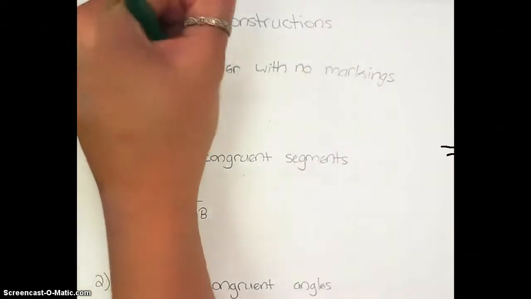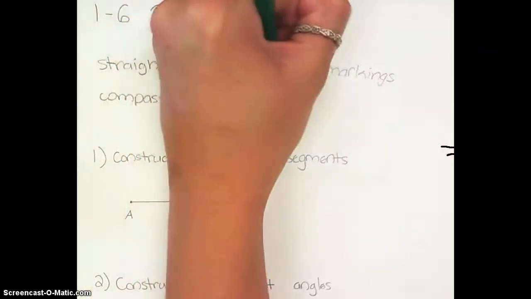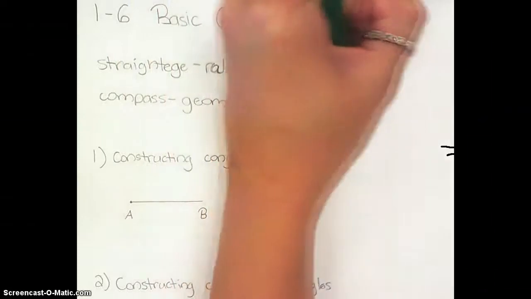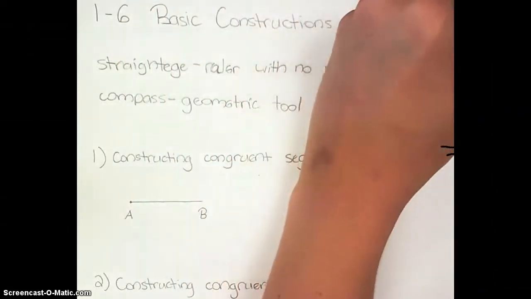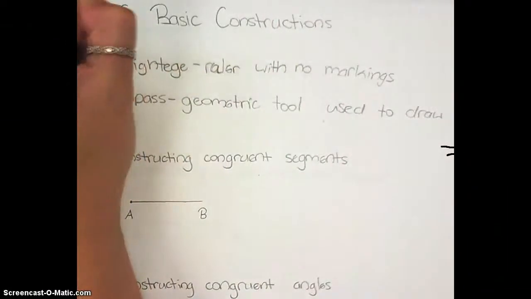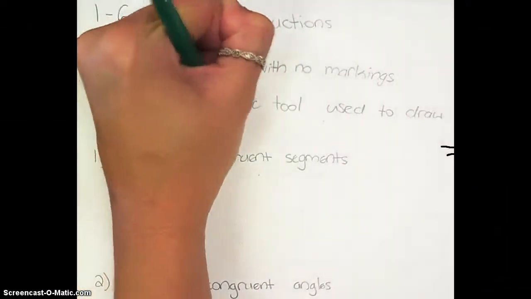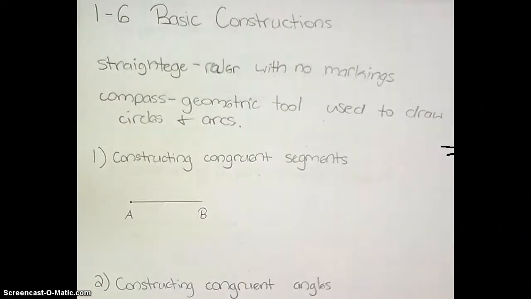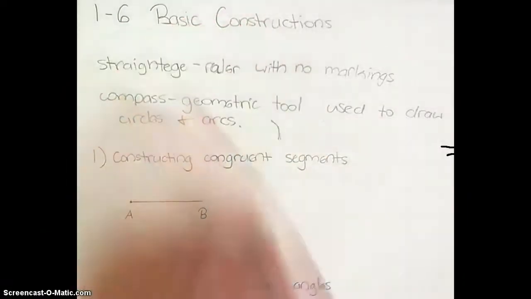A compass is just a geometric tool used to draw circles and arcs. Arcs are just parts of a circle, okay, like that. That would be an arc.